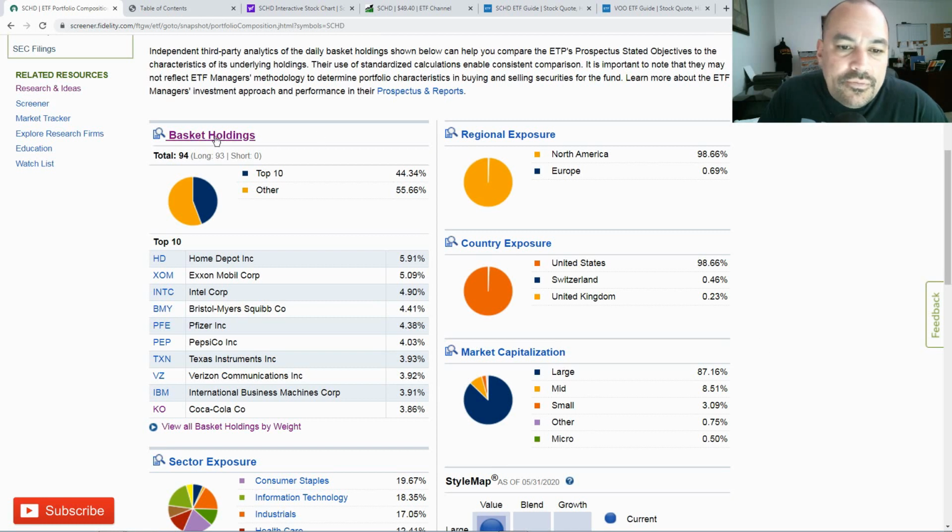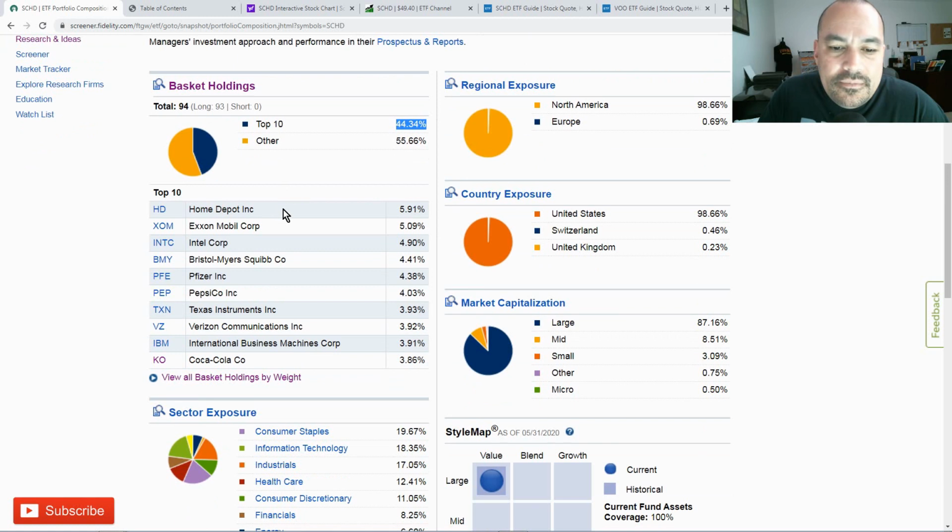Now, this ETF has 94 holdings, and the one thing about it, it is really heavy in the top 10. But if you look at the top 10, it's pretty healthy as far as companies go. You have Home Depot, Exxon Mobil, Intel Corp, Bristol Myers Squibb, Pfizer, Pepsi, Texas Instruments, Verizon, IBM, Coca-Cola. So very strong companies, legacy companies mostly, that have been paying dividends for a long time.